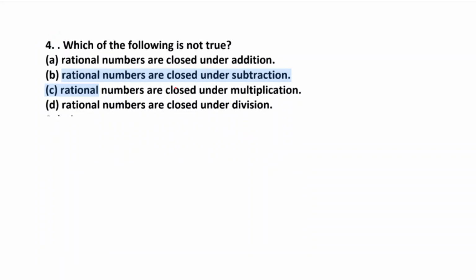Okay, now let us solve this problem. Which of the following is not true? Rational numbers are closed under addition. Yes, rational numbers are closed under addition. It means if you take two rational numbers, say 3 by 5 and 4 by 5, then the resulting number will be a rational number.